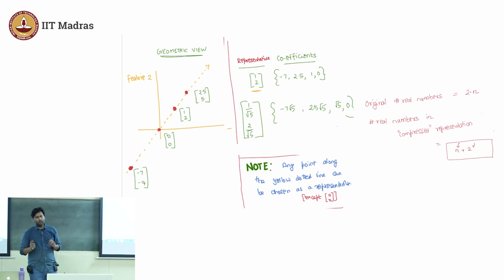Okay, good. So anything so far? All fine? Okay, good. So what is this? Of course, this is what I meant. Any point along the yellow dotted line can be chosen as the representative. Just keep this at the back of your mind. We'll come back to this later. Of course, not the trivial point (0, 0).